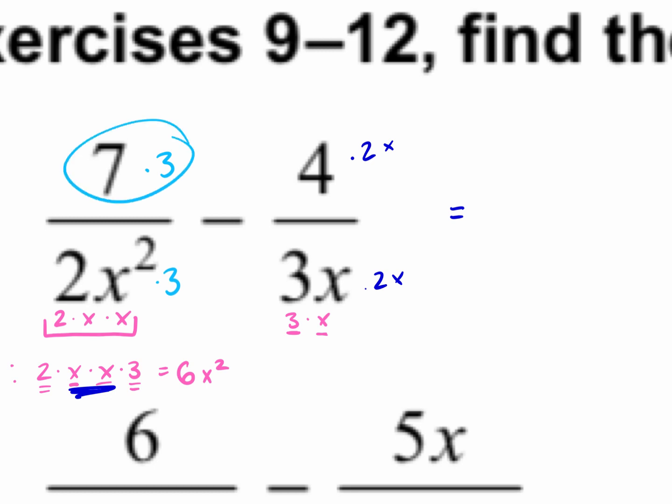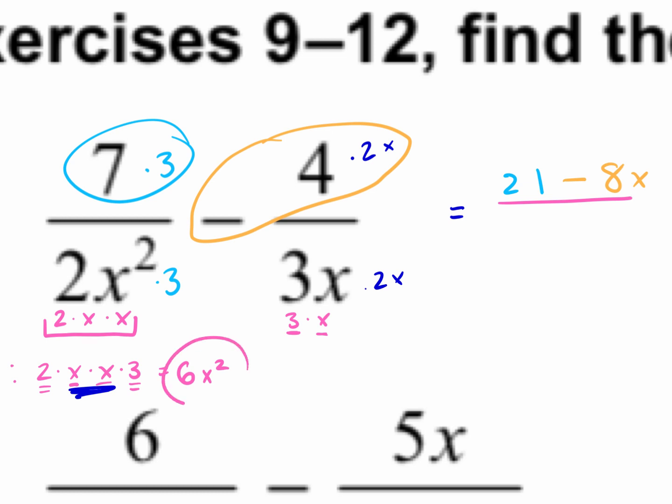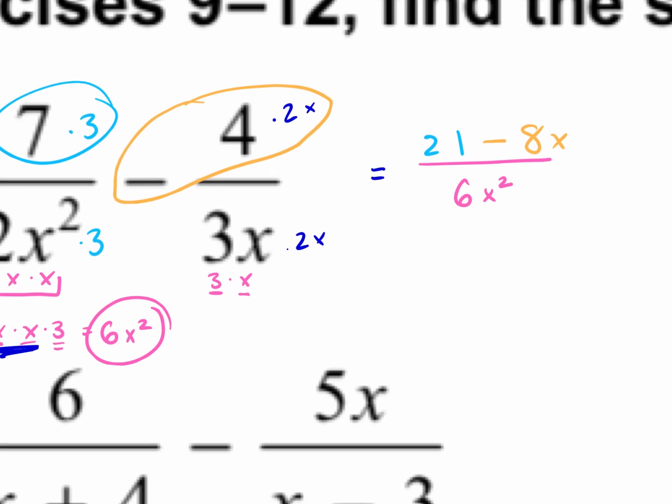So we can multiply our numerators together. We get 21 minus 4 times 2x is 8x. So 21 minus 8x over our least common denominator, which we said was 6x squared. So this would be our answer.